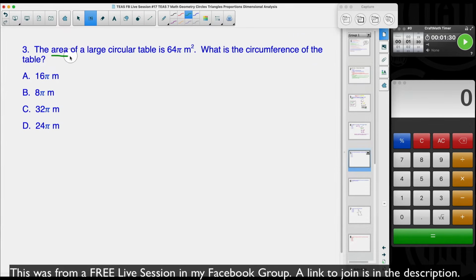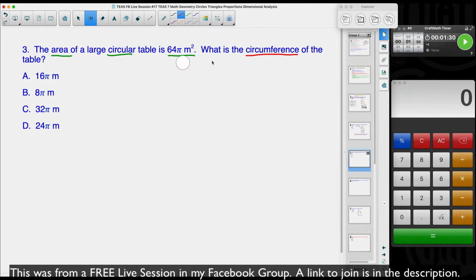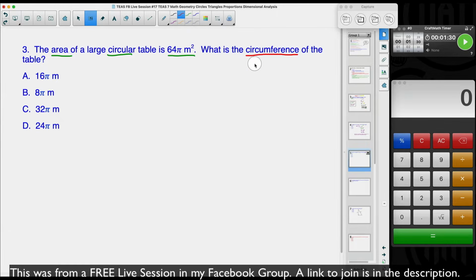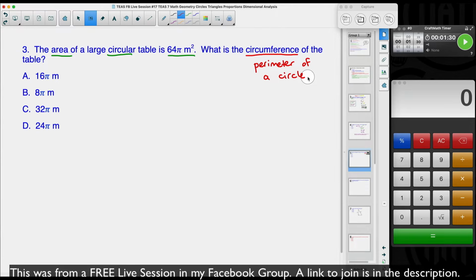We're given the area of a circle, and it's 64 pi square meters. The question says, what is the circumference of the table, or the circumference of the circle? And by the way, y'all, circumference is just a fancy name for the perimeter of a circle. That is all, that's what circumference means. It's just the perimeter of a circle.